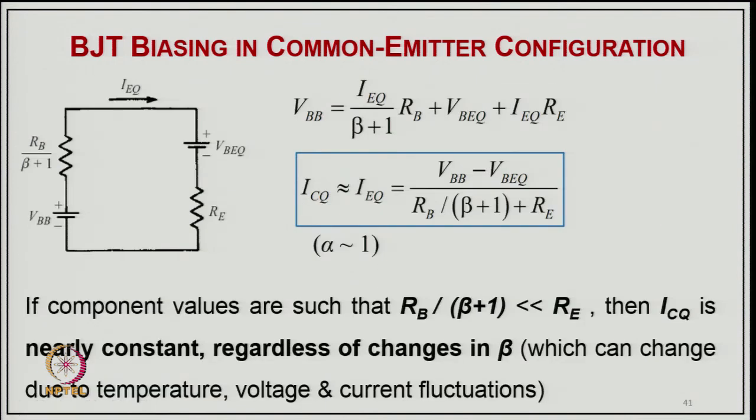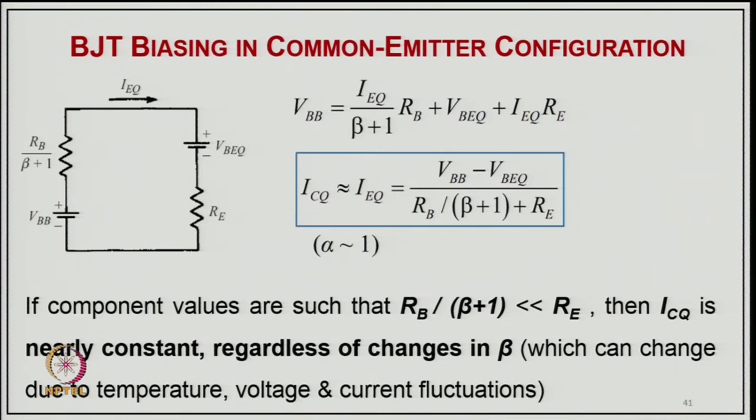And solving this circuit, you can find VBB equal to IEQ times RB upon beta plus 1 plus VBEQ plus RE, and from this you can get ICQ almost equal to IEQ, that will be equal to VBB minus VBEQ, this voltage in this circuit, divided by RB upon beta plus 1, this resistance, plus RE, this resistance. So that will give you the current virtually flowing, considering alpha is closer to 1, meaning we are neglecting the small base current. So, we can say collector and emitter currents are both almost equal, considering the base current almost negligible.